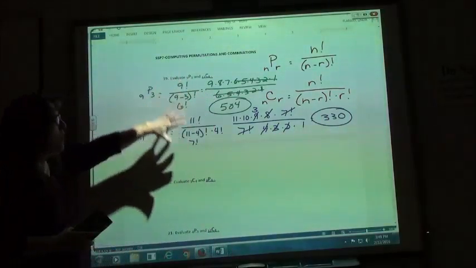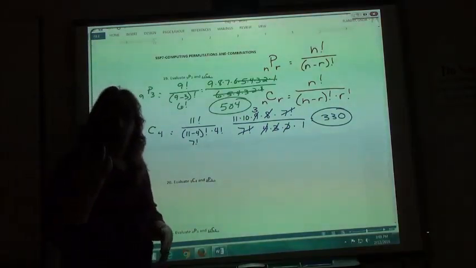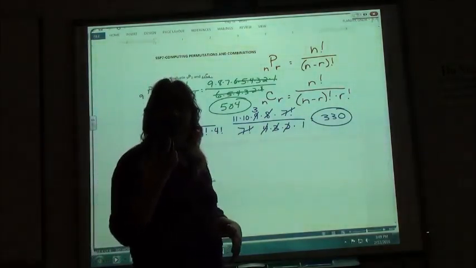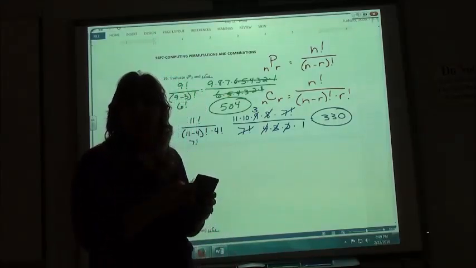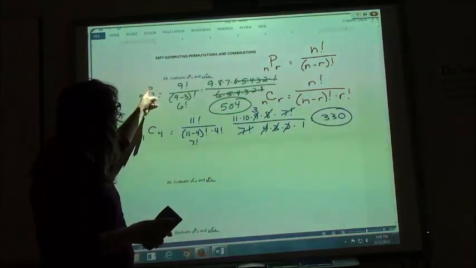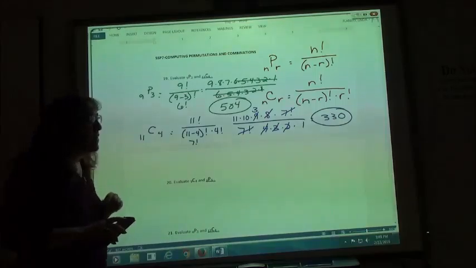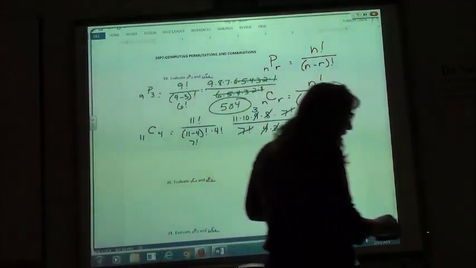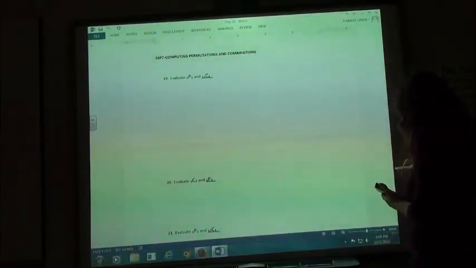So do it on your paper, but if you want to double check it on your calculator, you do have the combination, which is the regular key, and then the permutation where you have to hit the shift button first. So put the number in. If you want the permutation, shift in your combination key. If you're doing the combination, the 11 and then the key.